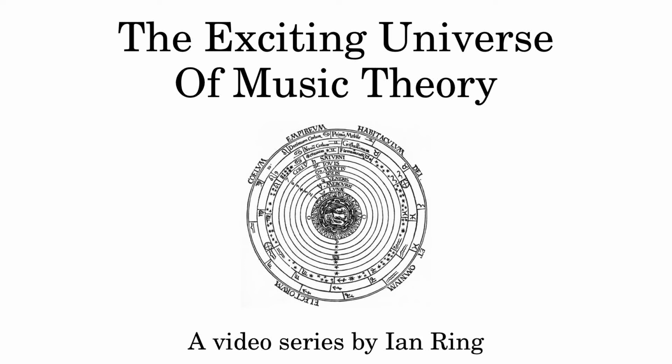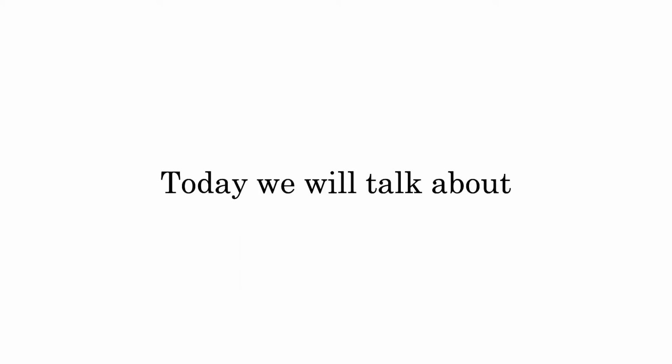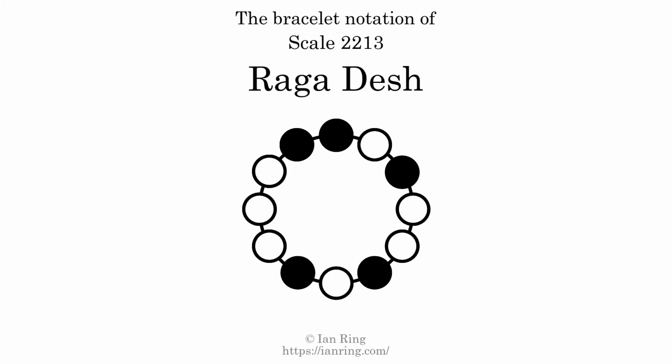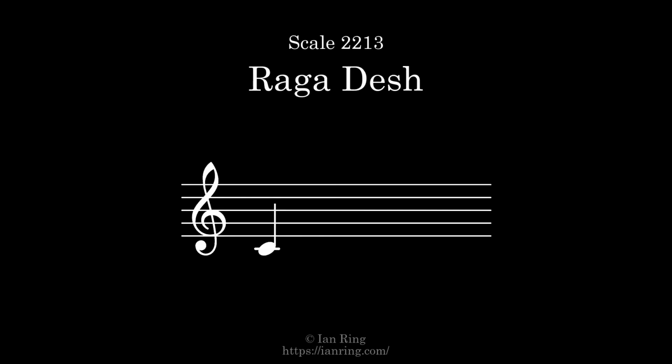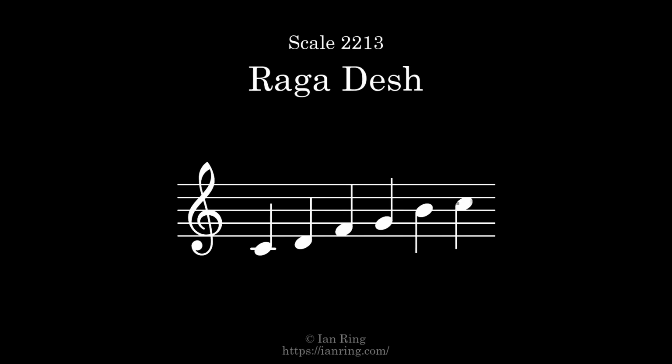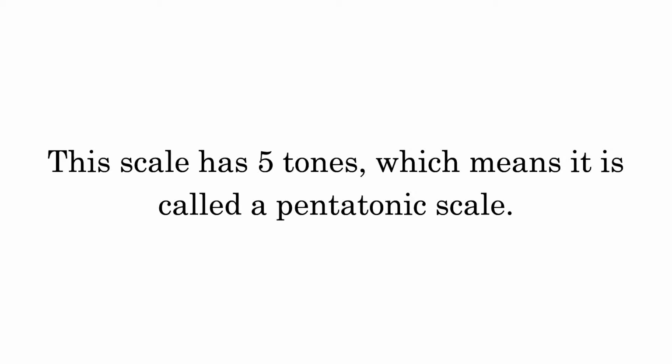Welcome to the exciting universe of music theory. Are you ready to learn? Then let's begin. Today we will talk about Scale 2213, Raga Desh, which sounds like this. This scale has 5 tones, which means it is called a pentatonic scale.